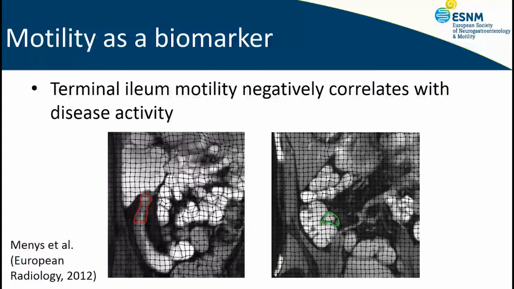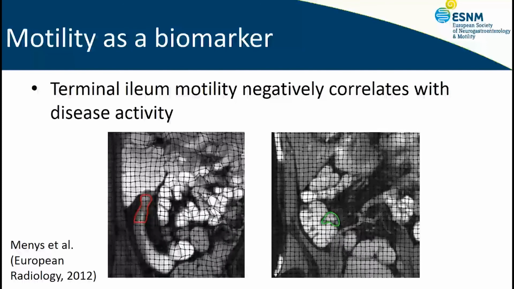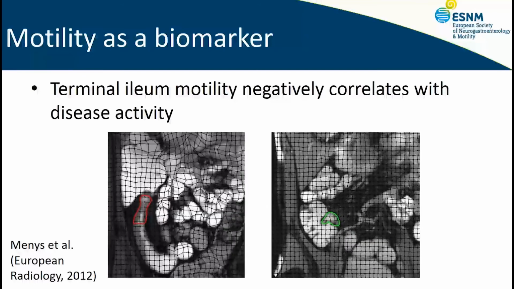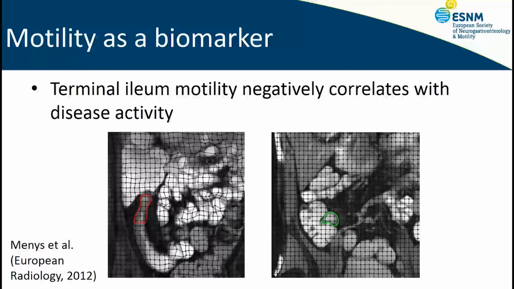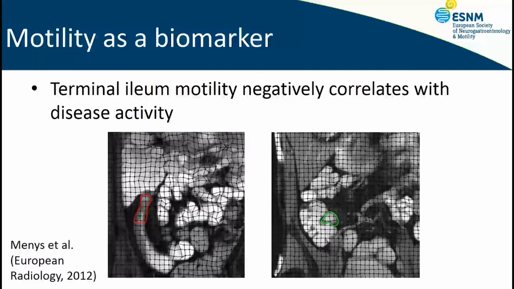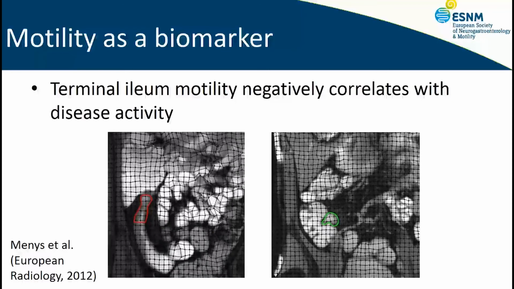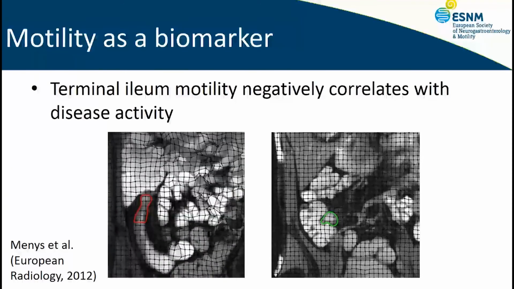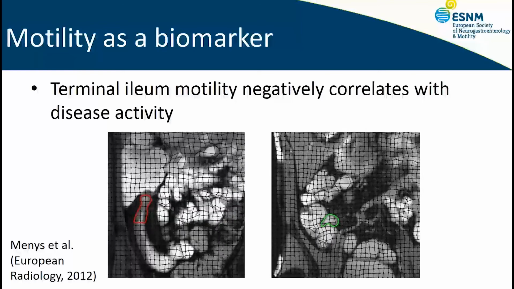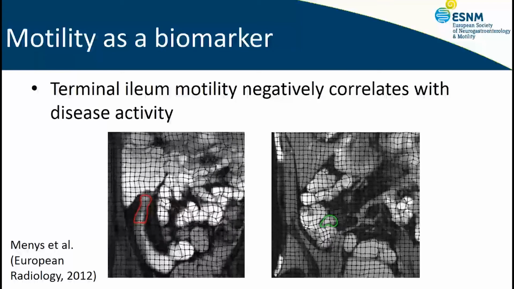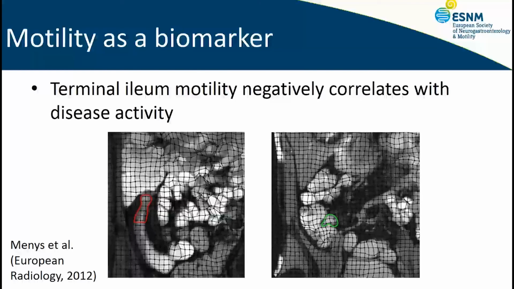So, what can we use motility for as a biomarker? Well, a previous study has shown terminal ileum motility negatively correlates with disease activity. So in the left-hand image, the terminal ileum is not moving at all, and it's a disease example, an inflamed terminal ileum, and in the right-hand image, there's a loss of motility in the terminal ileum. However, this is just in a specific region, and we wanted to look more globally throughout the whole small bowel, and we wanted to look at the relationship with symptoms.